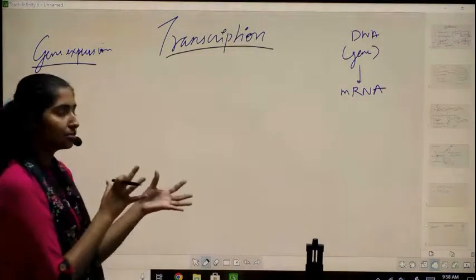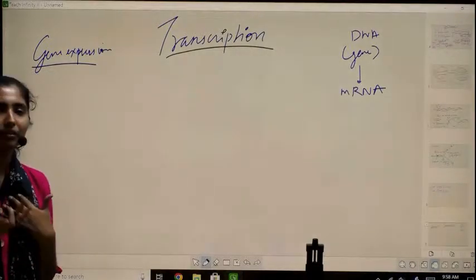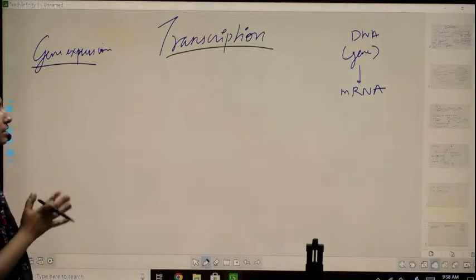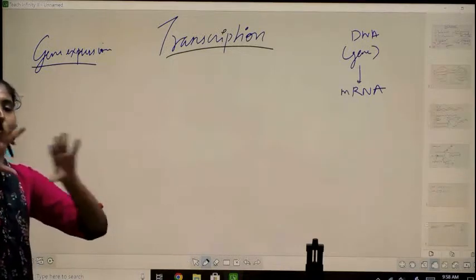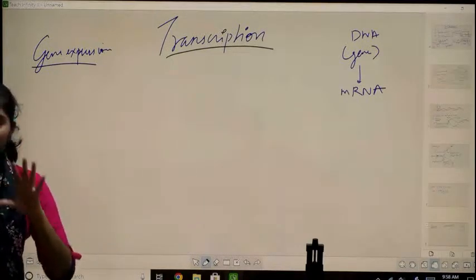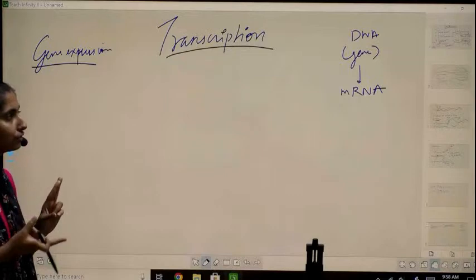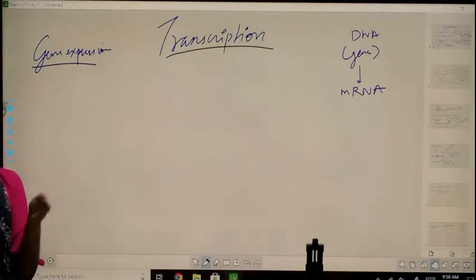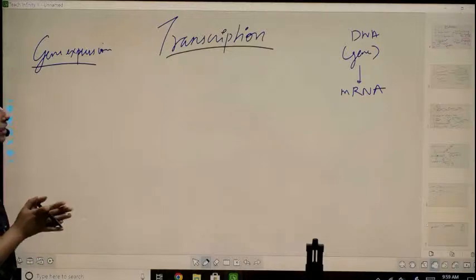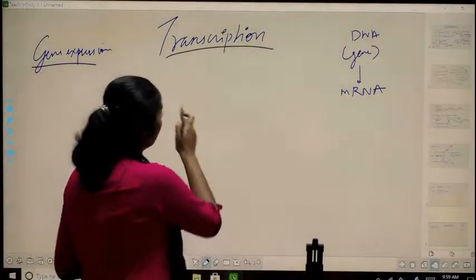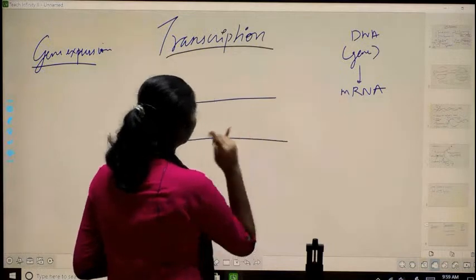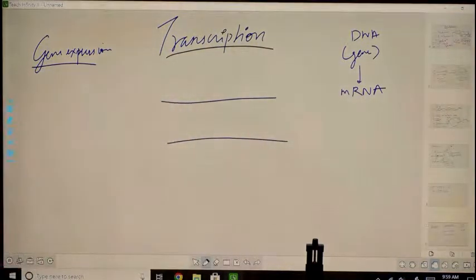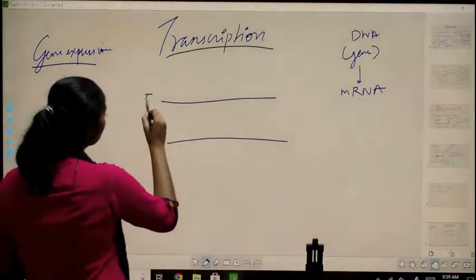So transcription is a process that is very much similar to replication, but what are the differences? In replication, both of these strands are completely opened, and replication occurs in both of these strands from start to end. Transcription only happens for a particular gene segment that is required, right? And in transcription, only one particular strand is going to participate, unlike replication.